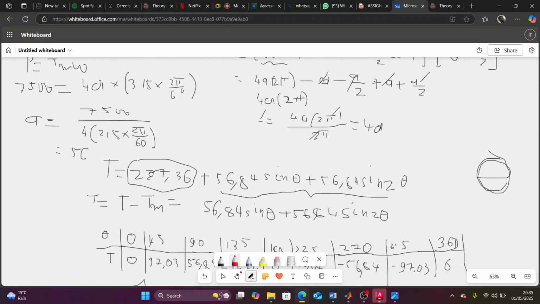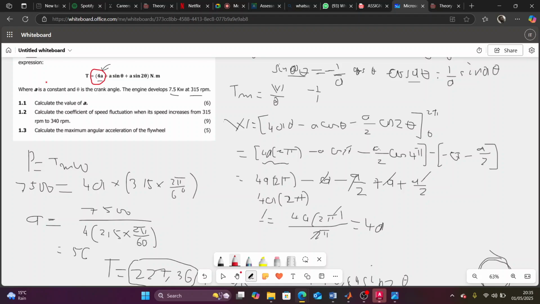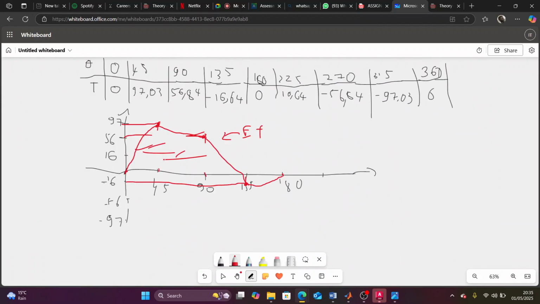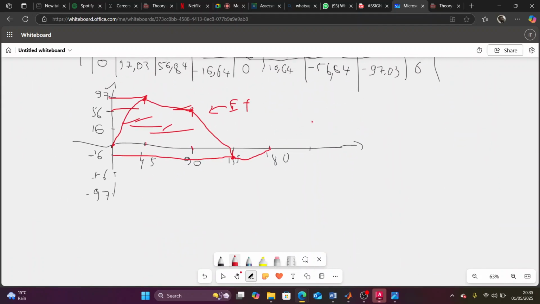So what was the question even? The question was to solve for what? The coefficient of fluctuation speed, when the speed increases from 315 to 340. Now, remember, how do you get coefficient of fluctuation speed? Ks is what? It is EF over I W square. We have information about I if we saw in the beginning.